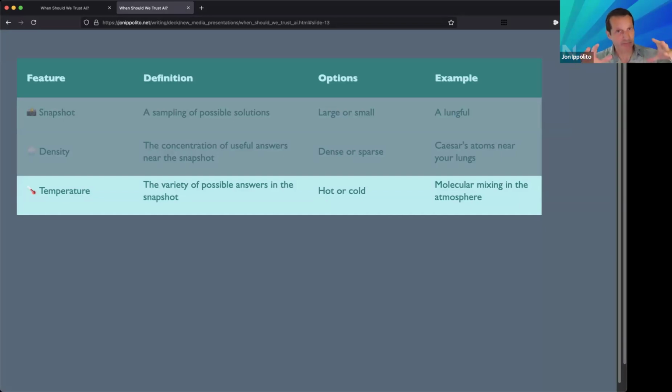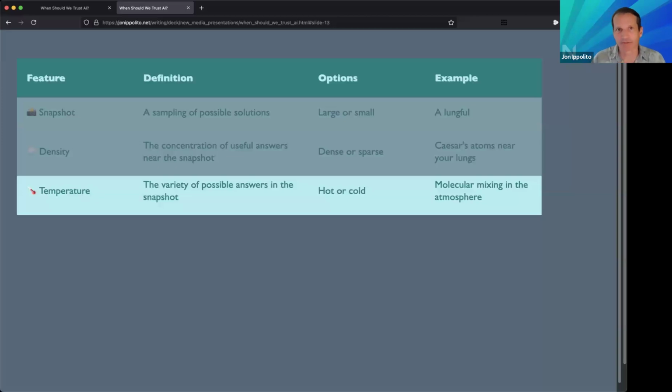But if there's some non-zero temperature, then a molecule is going to move around, and the higher the temperature, the faster they're going to move around, the more variety there is going to be in your next breath. So temperature is a measure of variety. It's a measure of how many possible answers there are in the snapshot.